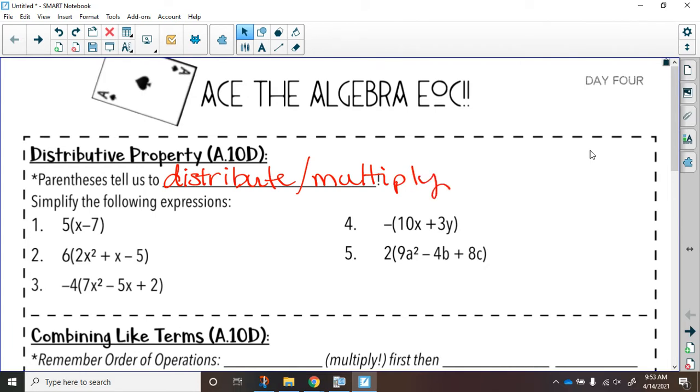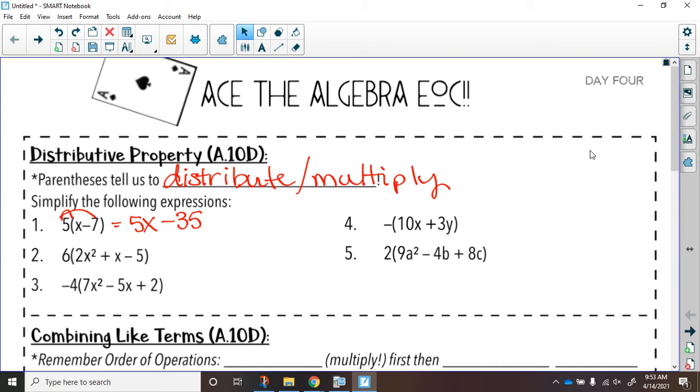And we are going to be simplifying the following 5 expressions. So for number 1, we're going to be taking the 5 and distributing it to both the x and the negative 7. So 5 times x is 5x. 5 times negative 7 is negative 35. We don't have to do anything else to this problem. We simply just wanted to get rid of the parentheses.